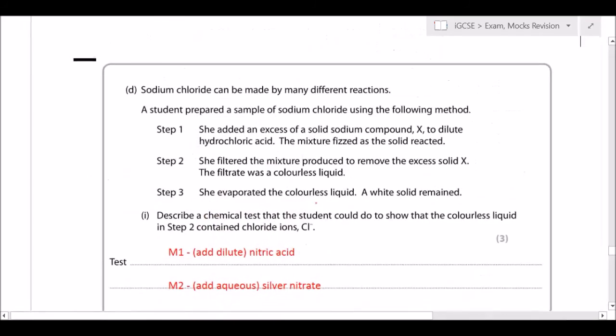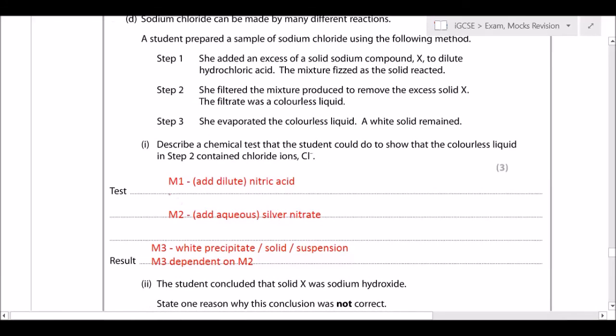Moving on to the next question, part D. Mark 1 was to add nitric acid. So, describe a chemical test that would show that the colourless liquid contained chloride ions. Chloride ions are a halide, so for the halide test we're going to add nitric acid and silver nitrate.